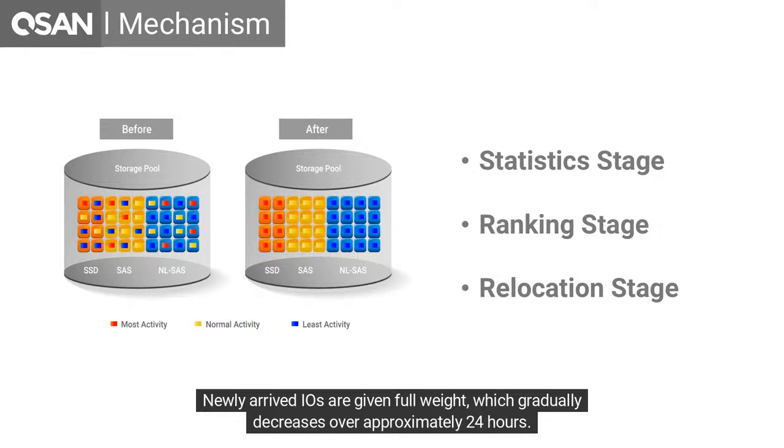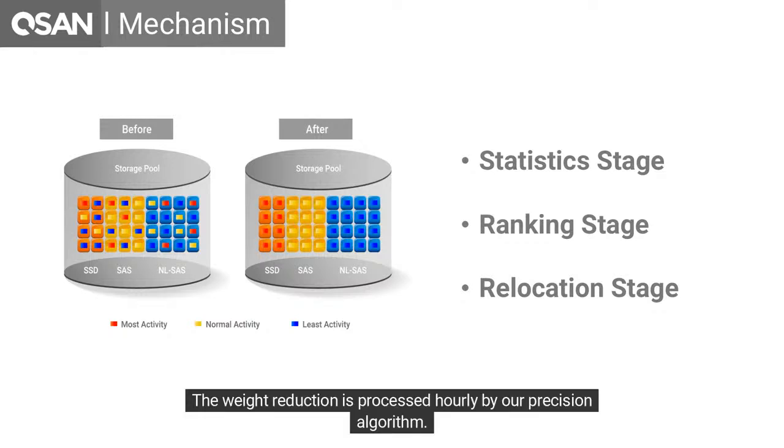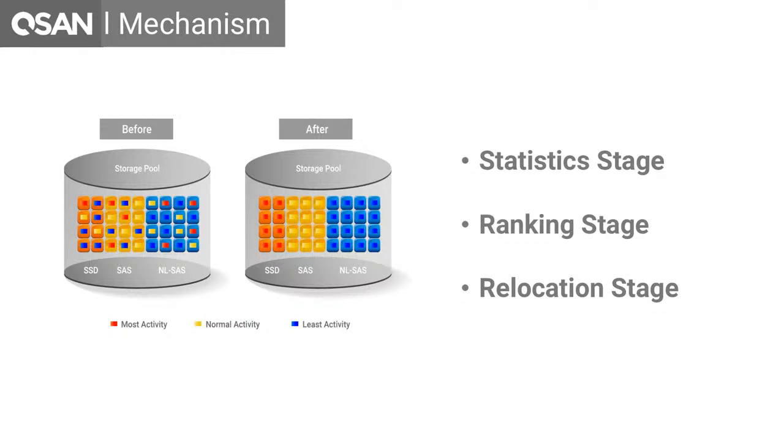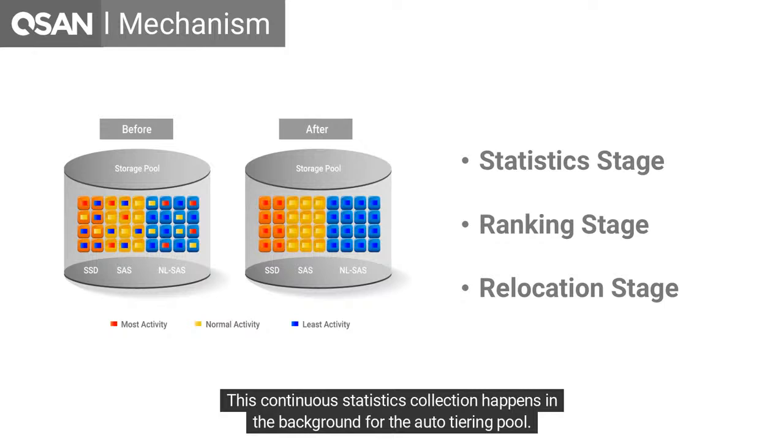Newly arrived I/O are given full weight, which gradually decreases over approximately 24 hours. The weight reduction is processed hourly by our precision algorithm. This continuous statistics collection happens in the background for the auto-tiering pool.